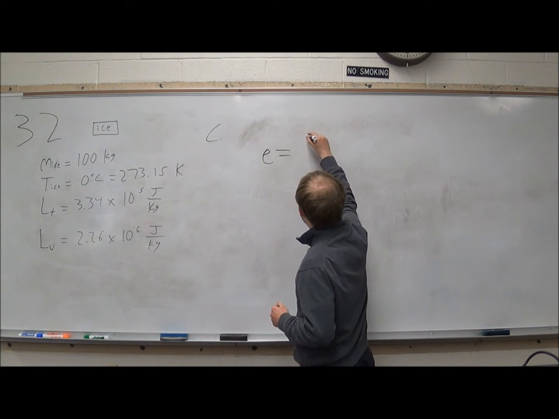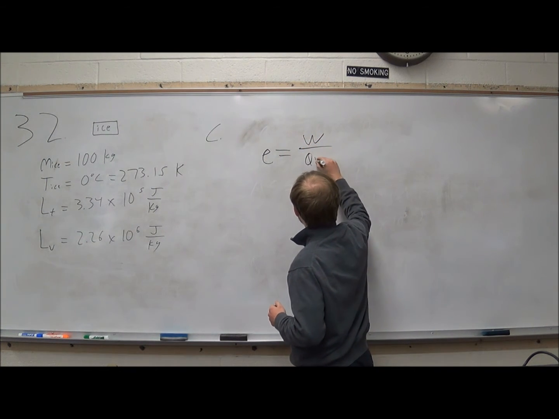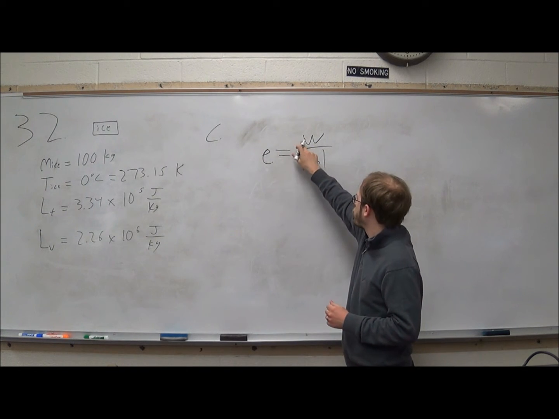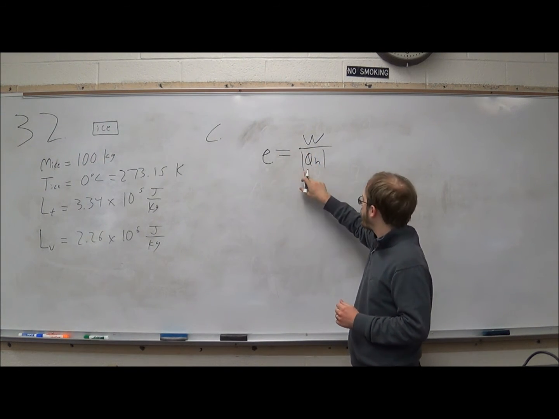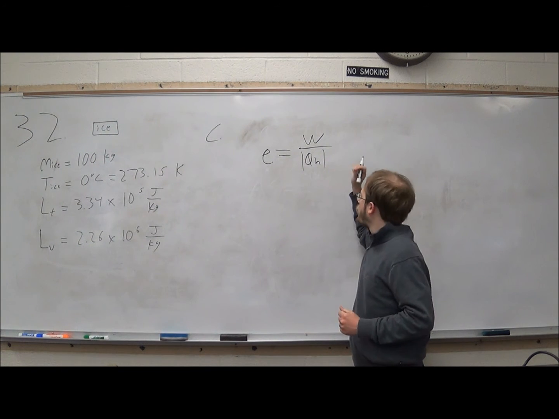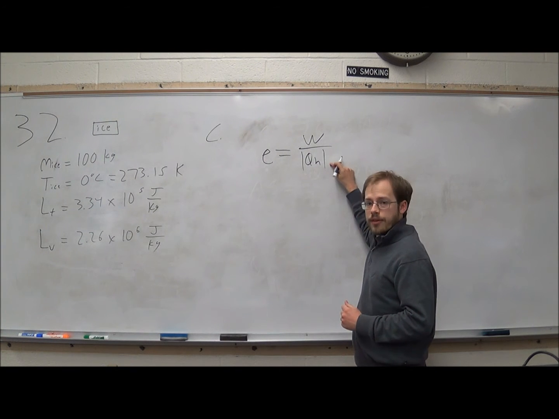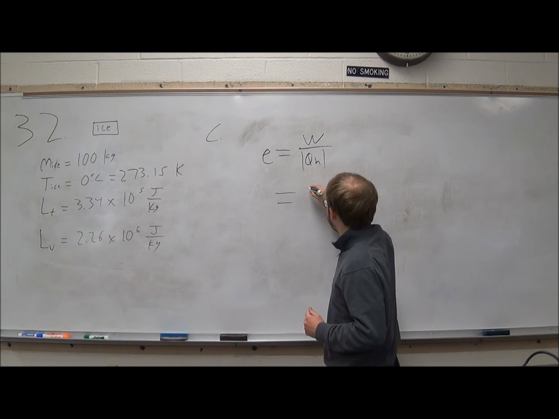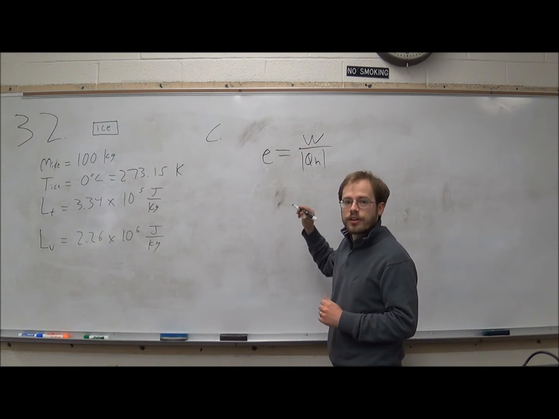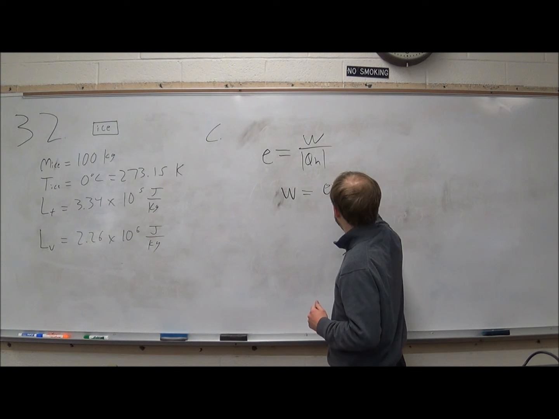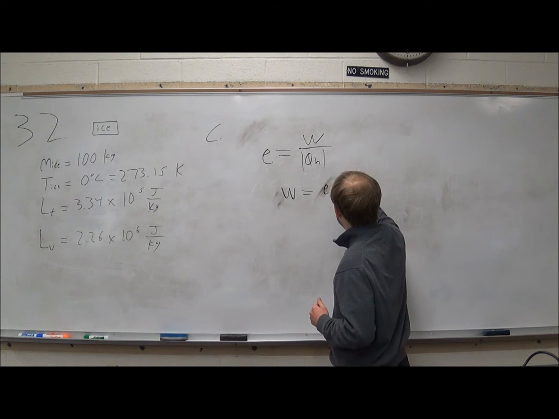So remember our efficiency equation. Efficiency of the heat engine equals work done by the heat engine divided by the heat from the hot reservoir. So remember, what we get divided by what we pay for it. So in this instance, we want to find the work. So the work done is equal to the efficiency times the QH.